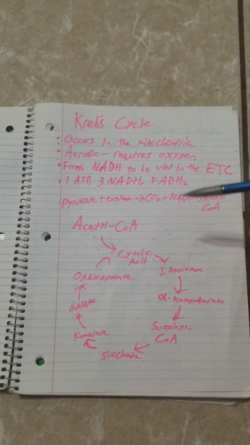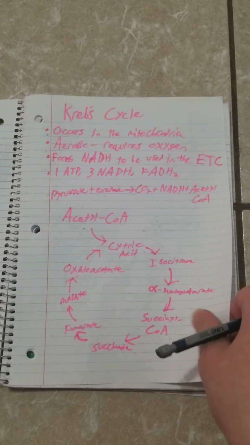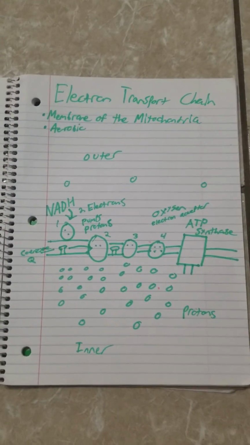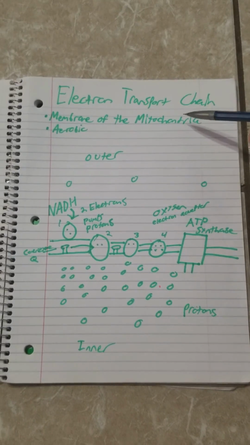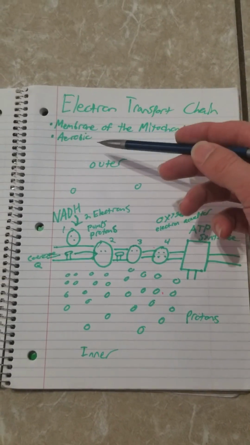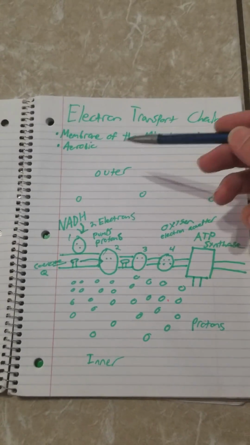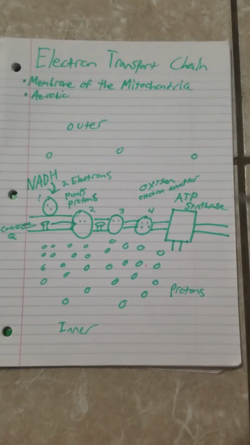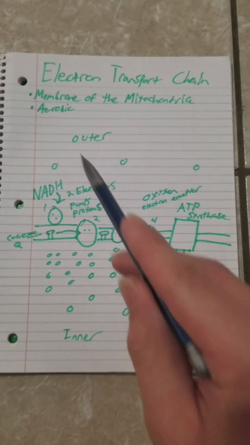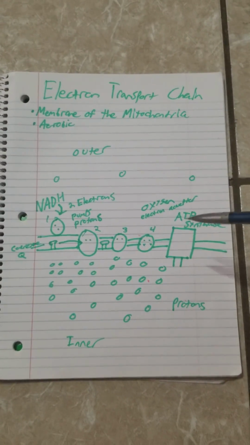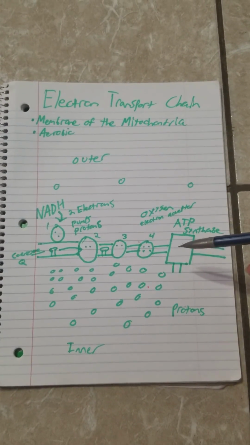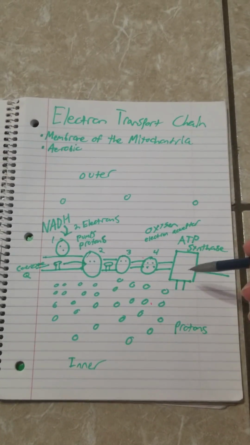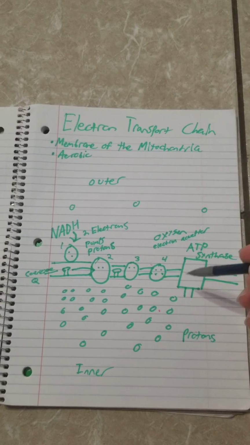The cycle that we're going to look at next is actually the majority of the energy that's going to be formed. And this is the electron transport chain. It occurs in the membrane of the mitochondria, and it is aerobic. It requires oxygen and will not happen if oxygen is not present. So here I've drawn a diagram of what's actually happening in the electron transport chain. And the entire purpose of this is this one machine right here, the ATP synthase. This forms all the ATP our body could ever need.